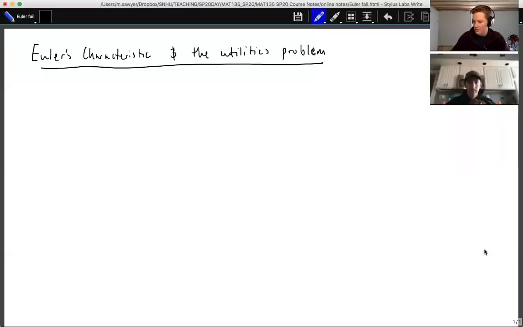All right. So today we're talking about Euler's characteristic and the utility problem. This is week 13, I think. When we're talking about Euler's characteristic, we talked about that in terms of the graph. And way back at the beginning of the semester, we talked about graph theory. So let's just recall that graphs are collections of edges and vertices.